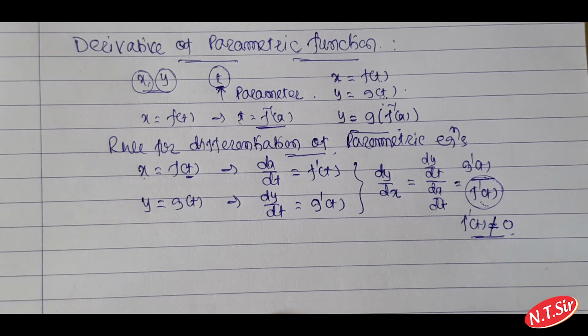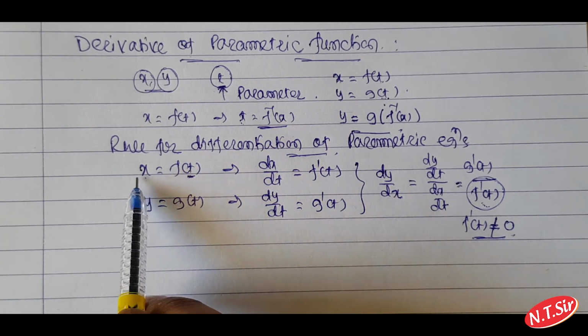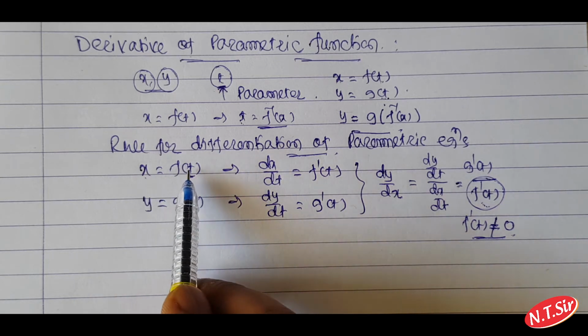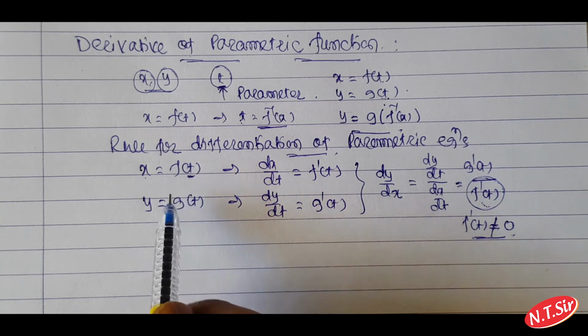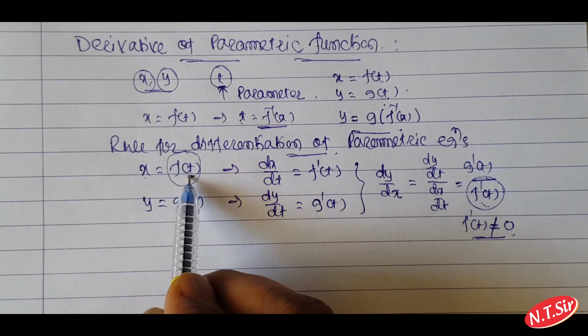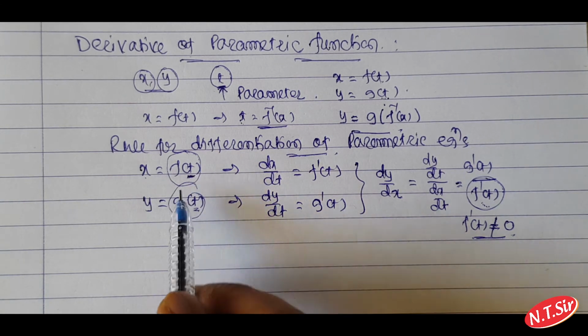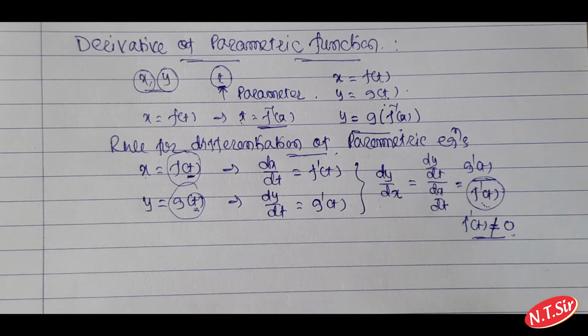So when parametric equations are given, that is, two functions of another variable, say t, you have to differentiate this function with respect to t and that function with respect to t, and then find the value of dy by dx. This is called parametric differentiation.